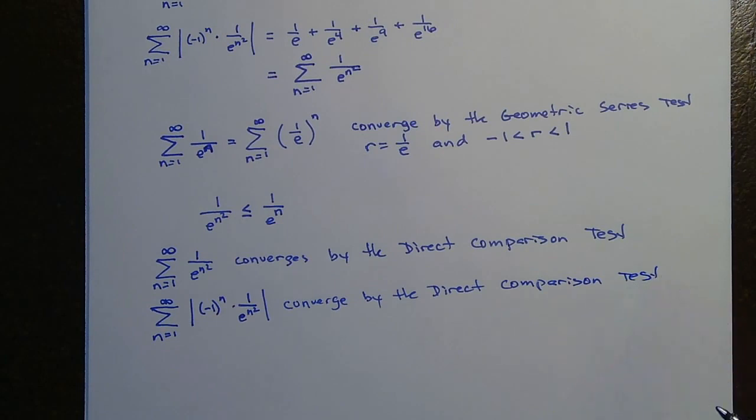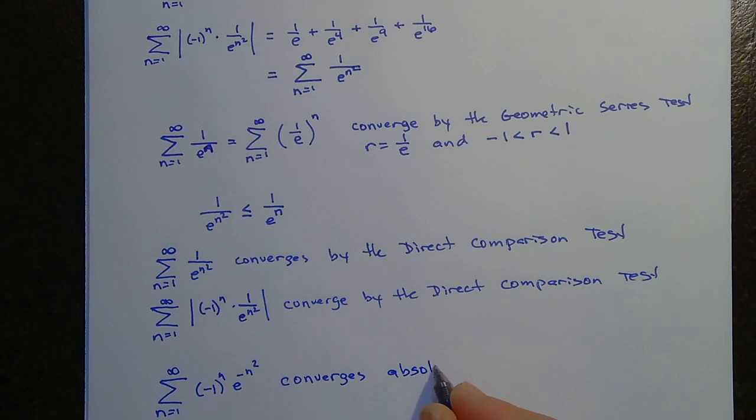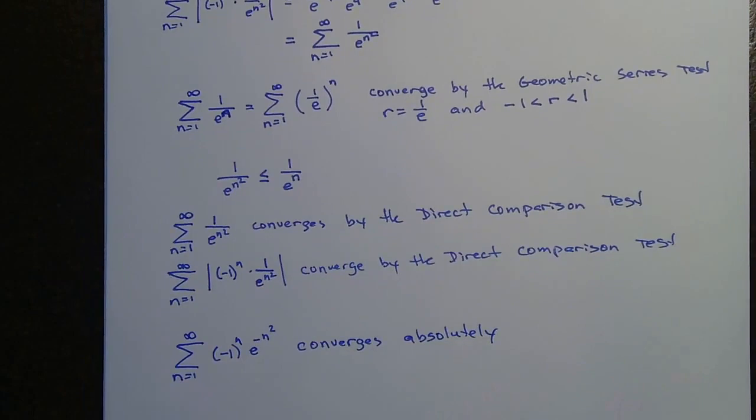Which tells us the original series also converges. Because this one converges, we don't even have to prove separately that the original one converges; we can just say it converges absolutely. So we now know that the sum from n equals 1 to infinity of (-1)^n e to the -n squared converges absolutely, or is absolutely convergent. You could say it either way; they're just two different ways of saying the same thing.